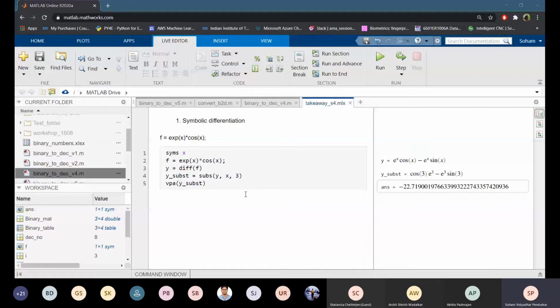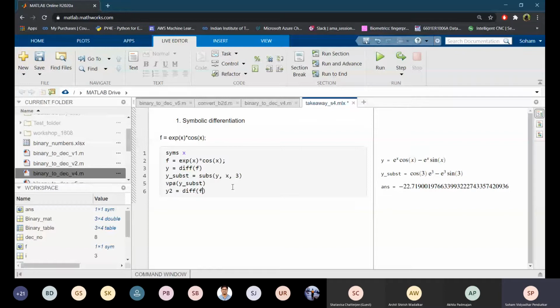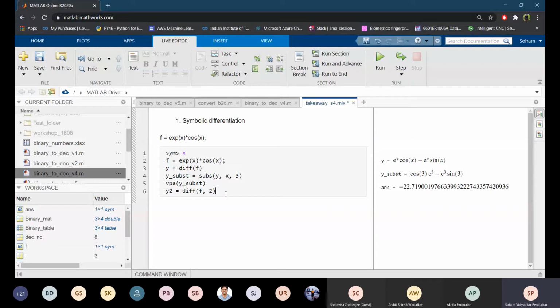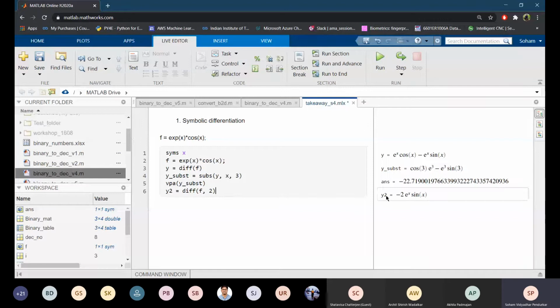So what we can do, okay, now there is another thing, a double differentiation. Right now you differentiated once, so there's another thing. Let's see, y2 is equal to diff f comma 2. By default, when you put f here, it is going to differentiate just once because there is a hidden one inside this bracket, we don't see it. And now that I provide 2 here, it will differentiate twice. So let's see what that means. See, this is double differentiation. When you differentiate this, you get this.